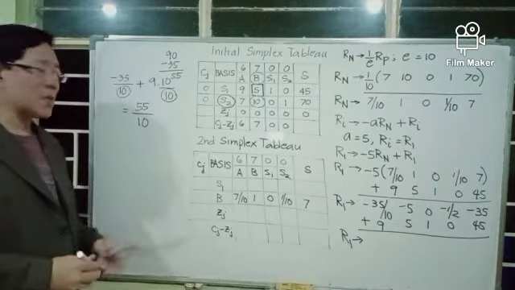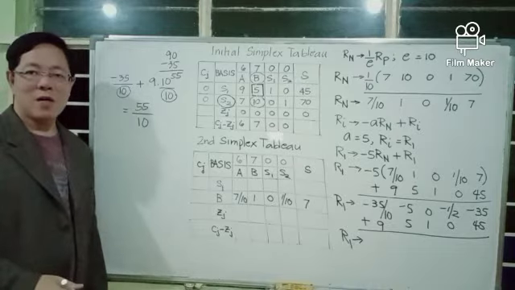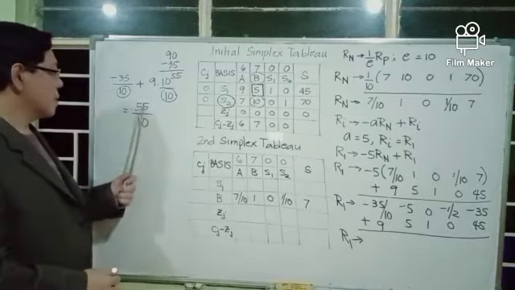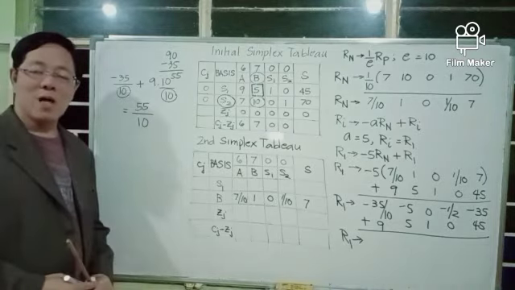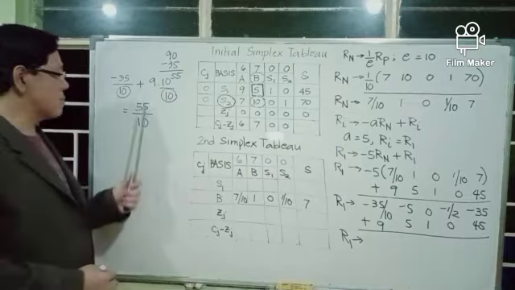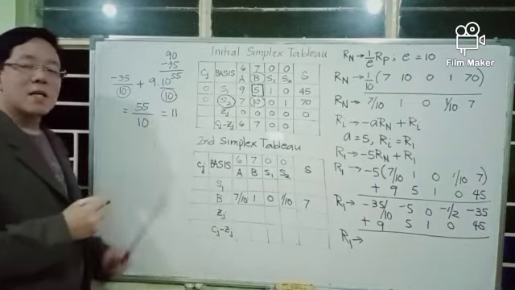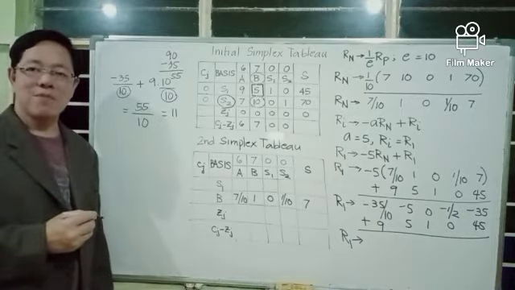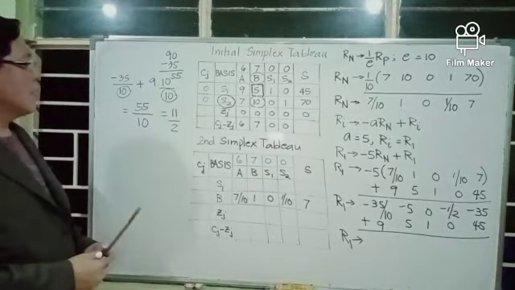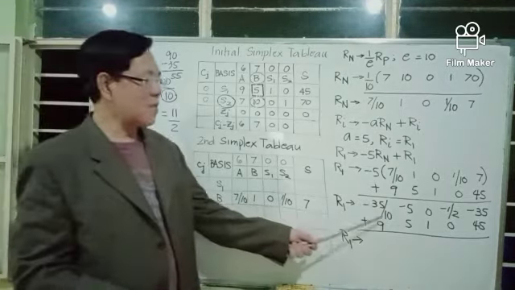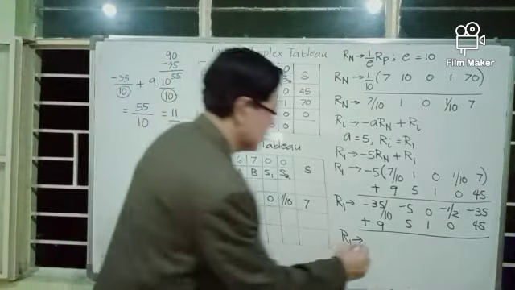And again, we can reduce this to lowest terms. Do not use decimal numbers. Use fractions in lowest terms. 55 over 10, 55 and 10 are both divisible by 5. So we divide 55 by 5, you get 11. And 10 divided by 5 is 2. Hence, negative 35 over 10 plus 9 is 11 over 2 in lowest terms.